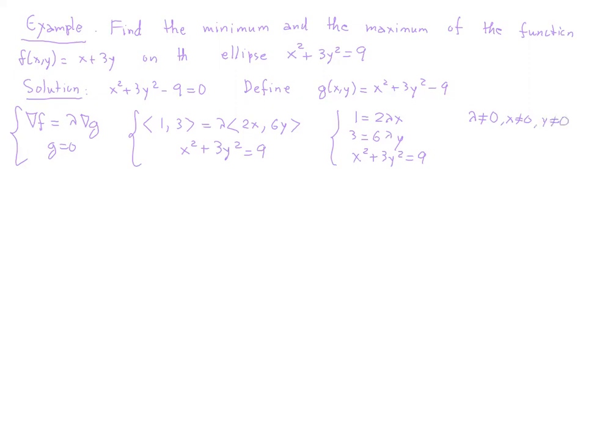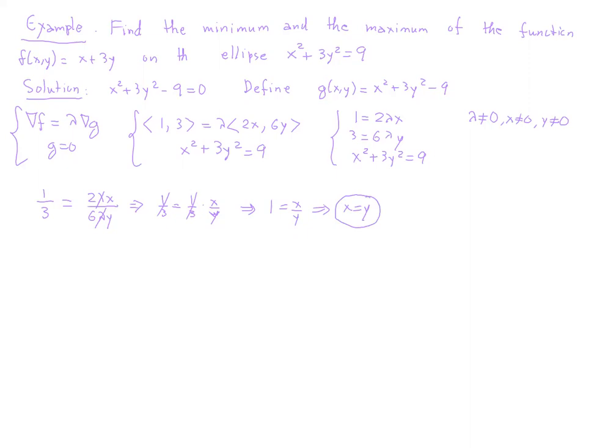So what we can do is take the first two equations and divide them by parts. So we will have 1/3 is equal to 2 lambda x over 6 lambda y. And we cancel the lambdas. And also we cancel the 1/3. So we have that 1/3 is equal to 1/3 times x over y. And these two things cancel, and eventually we get 1 is equal to x over y, which means that x is equal to y.